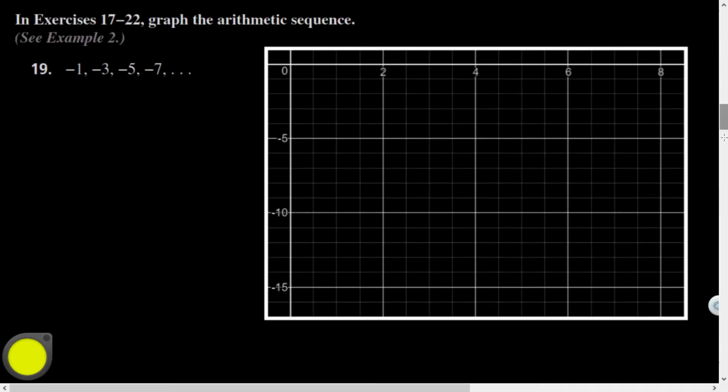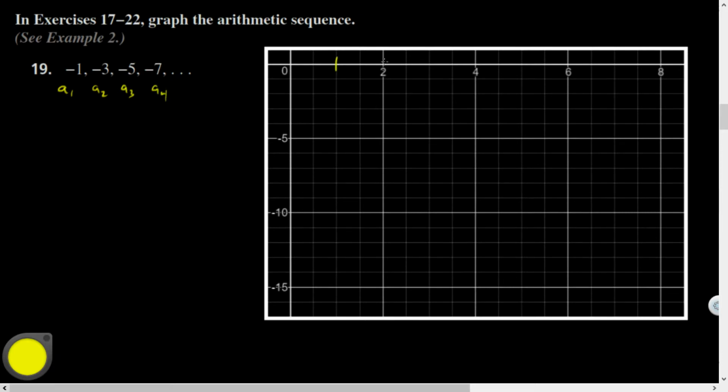We also talked about that you could graph your sequence. Let's label these. My first term is -1. My second term is -3. My third term is -5. My fourth term is -7.